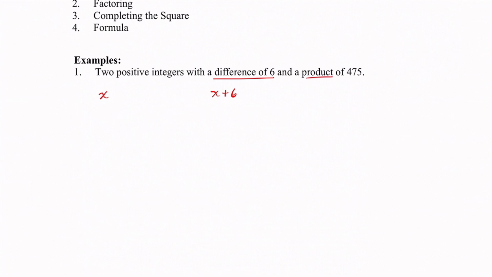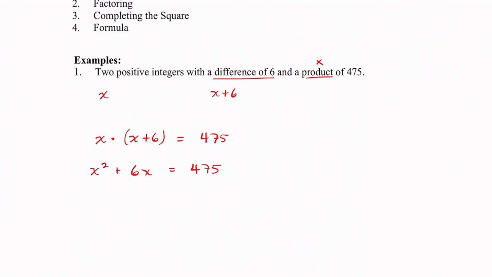So it told me that they had a product of 475. So when I multiply these two things, I'm going to have x times x plus 6. Make sure you put the x plus 6 in brackets. That is going to give me 475. Okay, so I'm just going to distribute this into my brackets. So I'm going to have an x squared, and then I also have the x times the 6. So that is a 6x, and that equals 475.